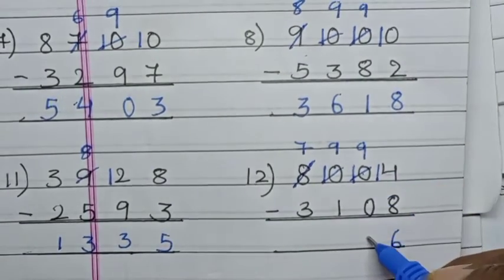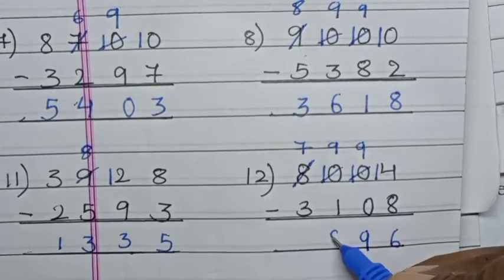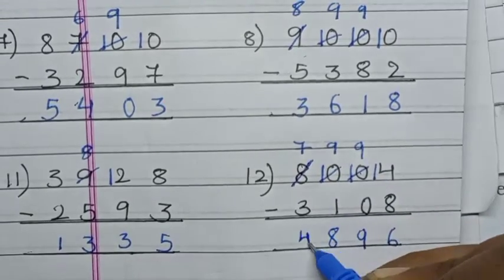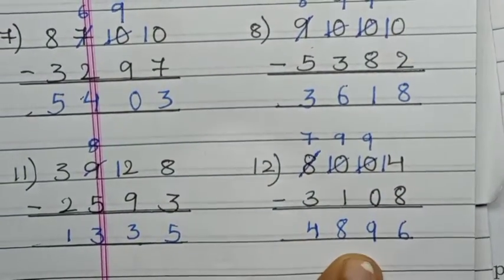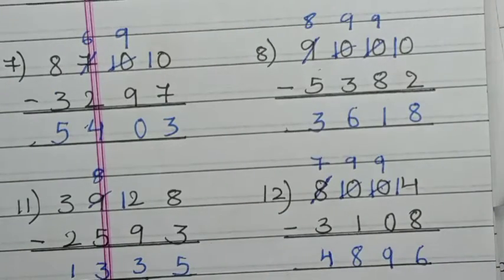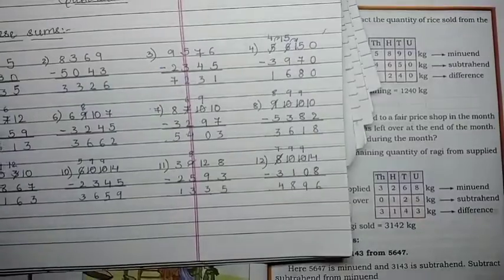14 minus 8 is 6. Right? 9 minus 0 is 9. 9 minus 1 is 8. 7 minus 3 is 4. So the answer is 4876.